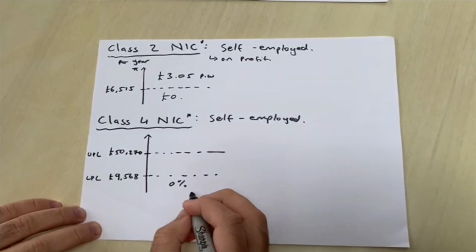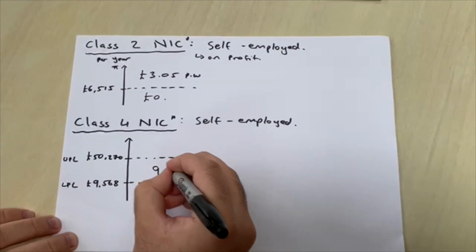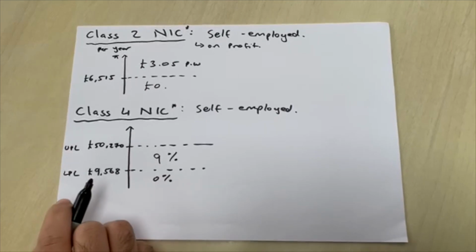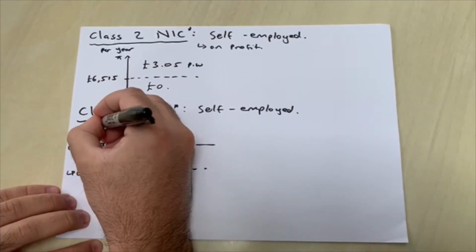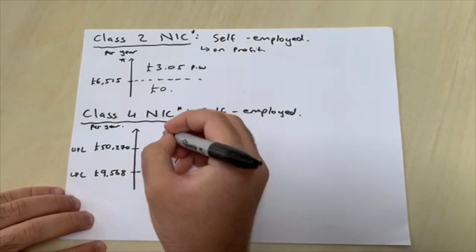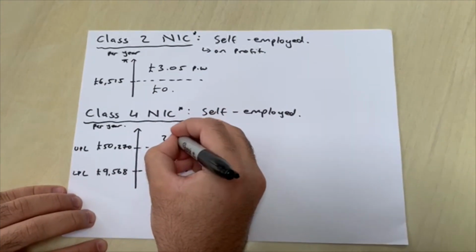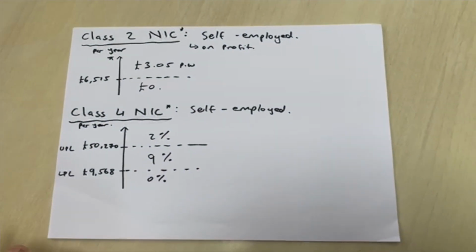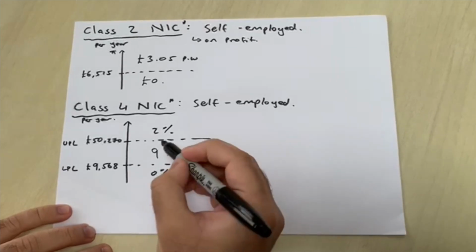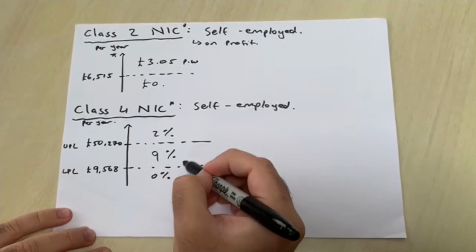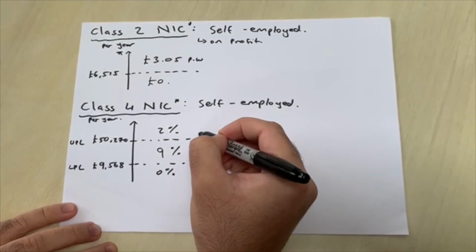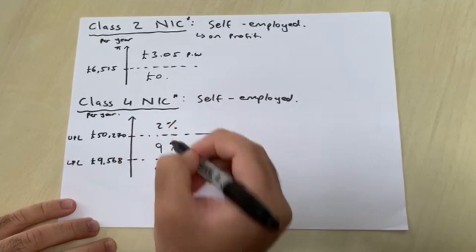And the tax rate remains the same as last year at 9%. It's important to note that these are per year figures. And anything above £50,270 per year, you will be paying tax at 2%. Cool, so anything below £9,568, 0%. Anything between £9,568 and £50,270, you'll be paying at 9%. And if you exceed £50,270, anything in excess of that amount will be taxed at 2%.